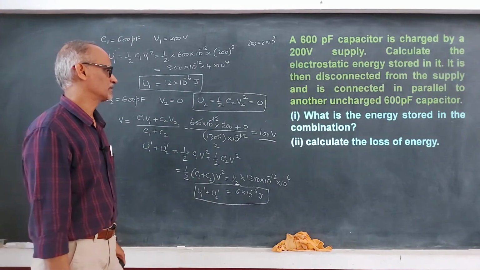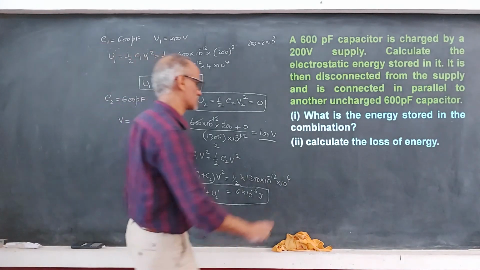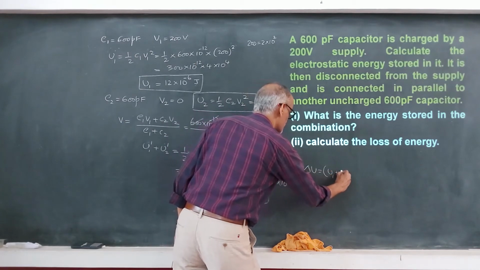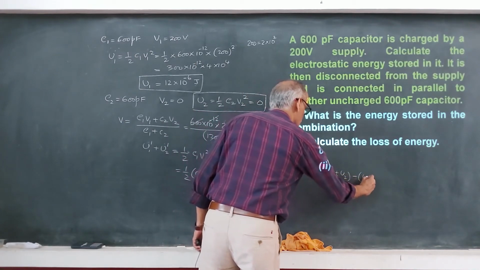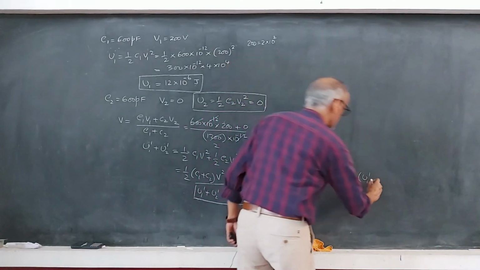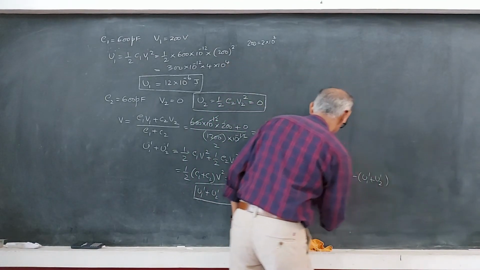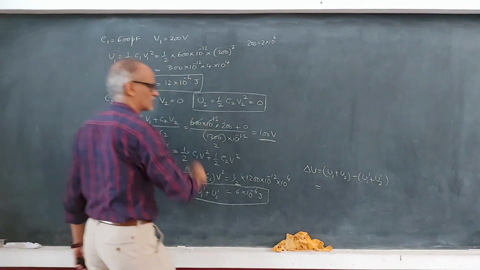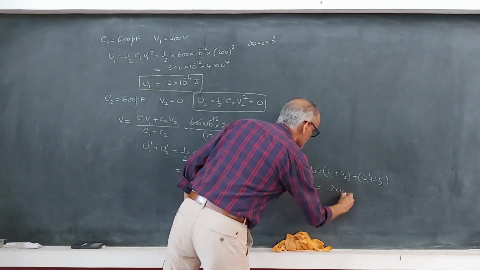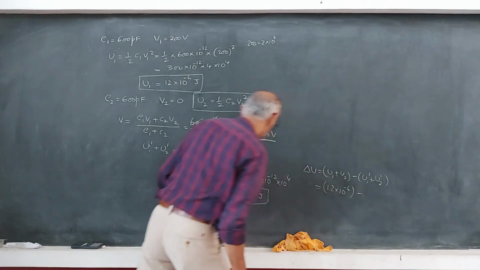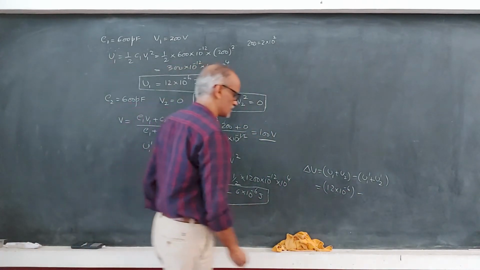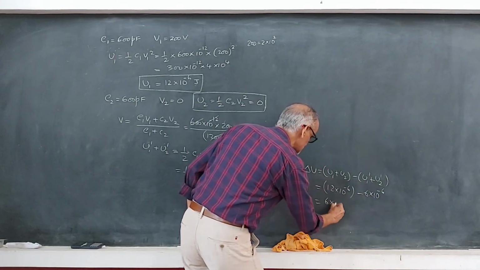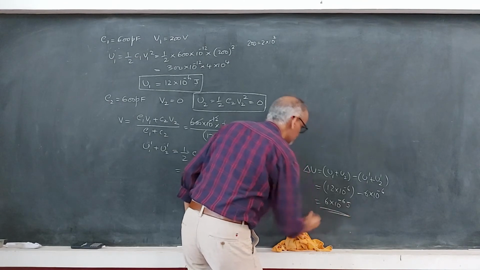Okay, so we have another option, which is to calculate the loss of energy. How do you find the loss of energy? The formula is delta U equals U1 plus U2 minus U1 dash plus U2 dash. U1 is 12 into 10 to the power minus 6, U2 is 0, so it will be 12 into 10 to the power minus 6 only, correct? Minus U1 dash plus U2 dash, which is 6 into 10 to the power minus 6. Therefore the difference comes as 6 into 10 to the power minus 6 joule.